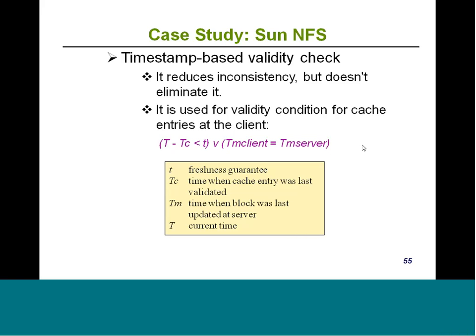It is used for the validity condition for cache entries at the client. So the formula is: T, which is the current time, minus TC, which is the time when the cache entry was last validated, must be less than t, which is the freshness guarantee. We don't want excessive time to pass between these two events. TMclient is the time when the block was last updated at the client. And TMserver is the same thing, when it was updated at the server. TC is the time when the cache entry was last validated. So we need to make sure that this validity condition is satisfied for the cache entries.